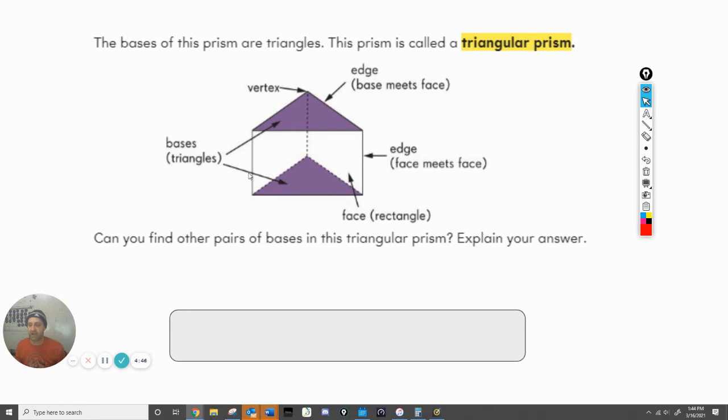The top and bottom triangle are parallel to each other, but none of the rectangular faces going around the side can be parallel to each other, and therefore they can't be the other bases. So this is the only way a triangular prism can be a triangular prism.